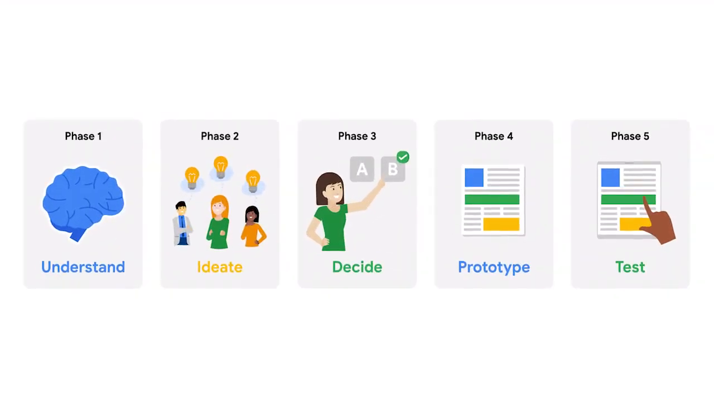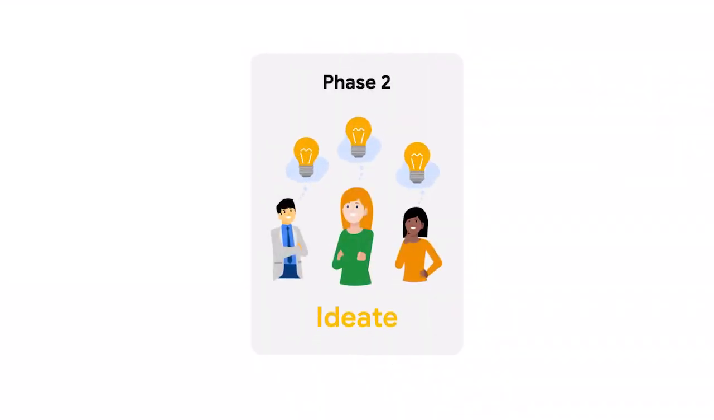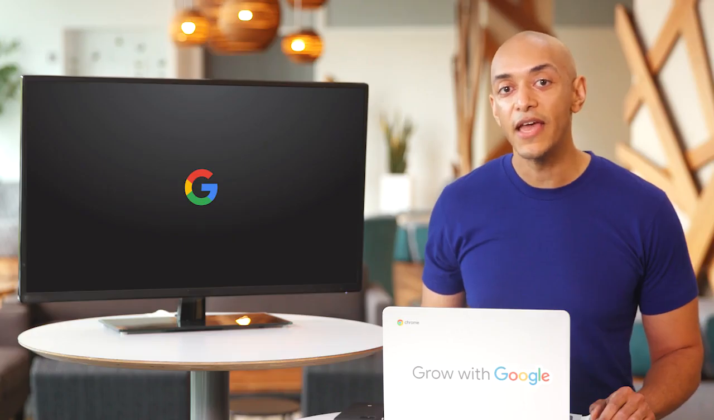Design sprints generally include 5 phases: understand, ideate, decide, prototype, and test. We'll come back to these phases and investigate each one later. So, what makes a design sprint so useful? For one, design sprints save time. With a sprint, your team can cut the decision-making process down from several months to a single week.